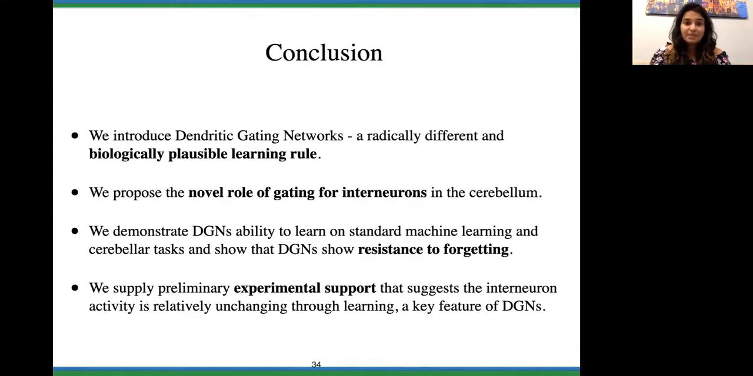And that brings me to the conclusion. We introduced these dendritic gating networks, which are a radically different and biologically plausible learning rule. We propose a novel role of gating for interneurons. We show that DGNs show some resistance to forgetting, and we provide some preliminary experimental support for some of the predictions of the DGN.